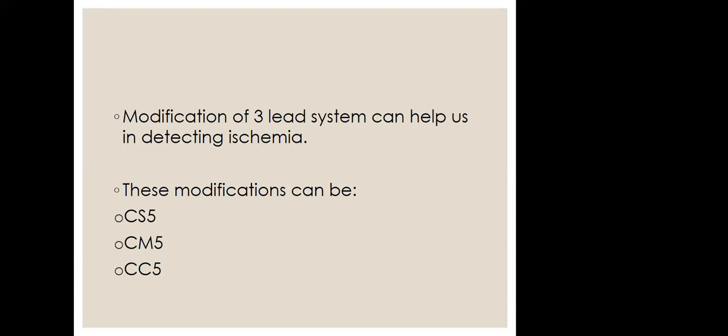For the CM5 configuration, the right arm electrode is placed over the manubrium sterni, the left arm electrode is placed in the V5 position, and the left leg electrode can be placed anywhere on the left side. For CC5, the right arm electrode is placed in the mid-chest on the right anterior axillary line, the left arm electrode is placed at the V5 position, and the left leg electrode is placed anywhere on the left side. It can be used to detect ischemia of the anterior wall of the heart.